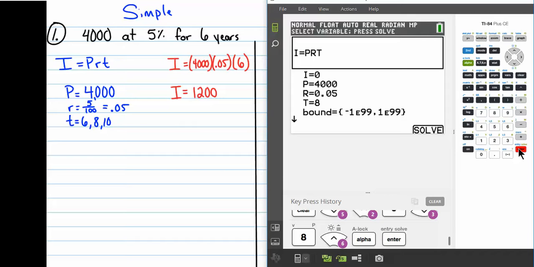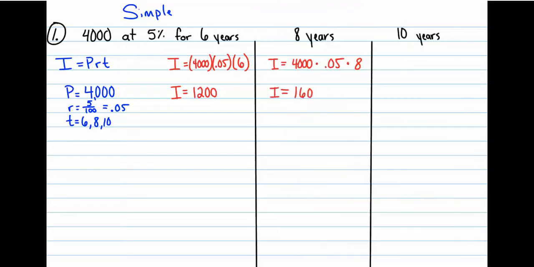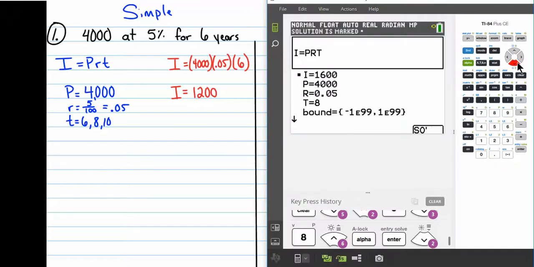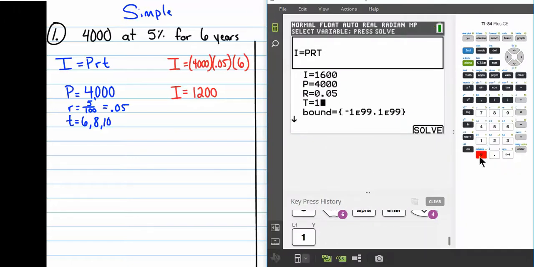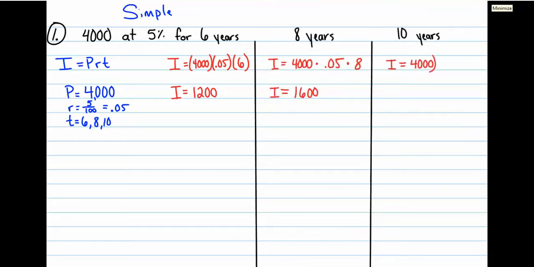Alpha, notice now with 8 years, I'm getting charged 1,600. So notice 6 years charge 1,200, 8 years charge 1,600. What should happen if I take even longer to pay that off? Well, I'll go back and I'll change that 8 to a 10 now. And how much interest would I be charged? Alpha, enter, and now it would charge me 2,000. So here's the setup that I used, and in this case I get 2,000.